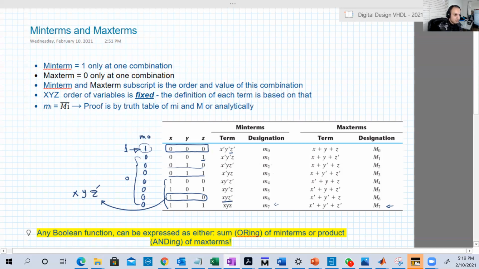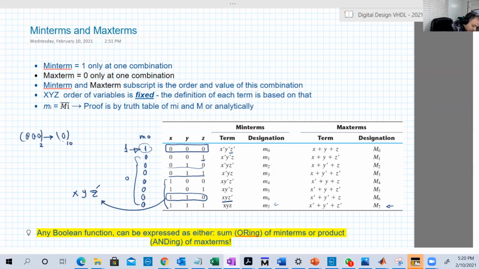Good. We have 8 m's, right? We have 8 minterms in 3 variables, of course, from 0 to 7. Why again do we put the subscript as a number? Because this is the binary number that you can get out of this term. For example, this one here, 0, 0, 0. Let's consider it as a binary number. If we convert it to decimal, it will be 0. So that's why it is called m naught or m0.